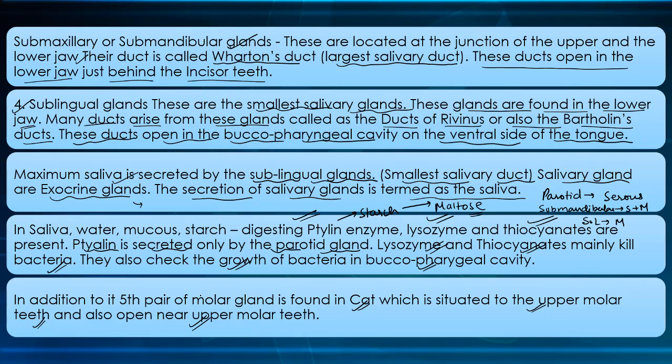So the enzymes present are ptyalin, which converts starch into maltose, lysozyme, and thiocyanate. Ptyalin is secreted only by the parotid gland. Lysozyme and thiocyanate mainly kill bacteria and also check their growth in the buccopharyngeal cavity. Parotid gland secretion is mainly serous, submandibular or submaxillary gland secretion is serous plus mucus, and sublingual gland secretion is only mucus.